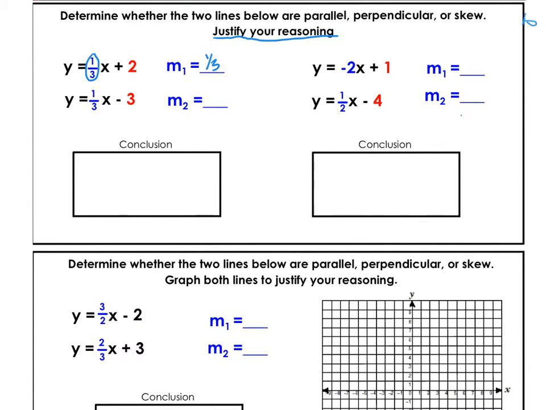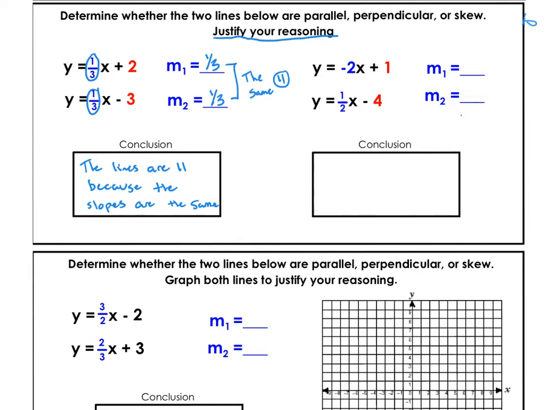The second line is y equals 1/3 x minus 3, and the slope here is 1/3. So if you look at these two slopes, they're the same. So we know they're parallel, okay? So let's write a conclusion. So the lines are parallel because the slopes are the same. And that's a good justification.